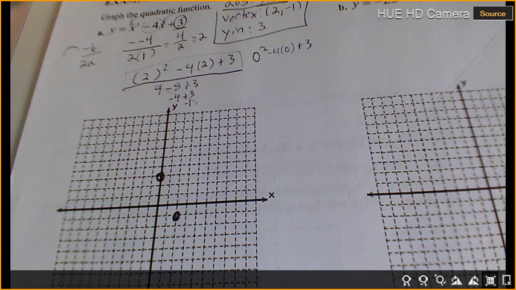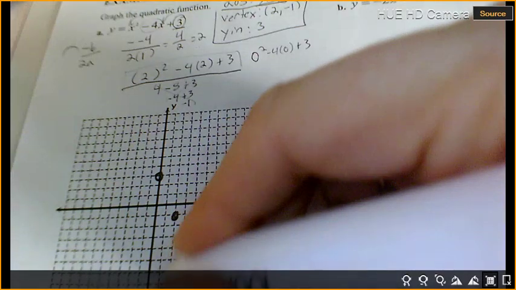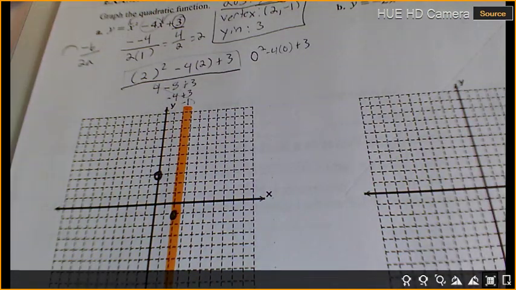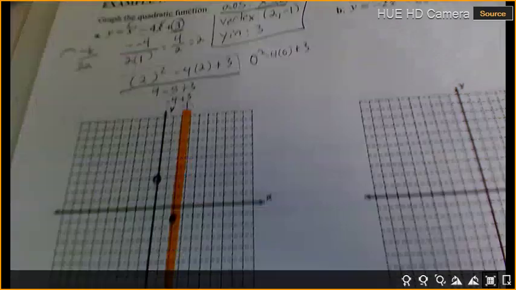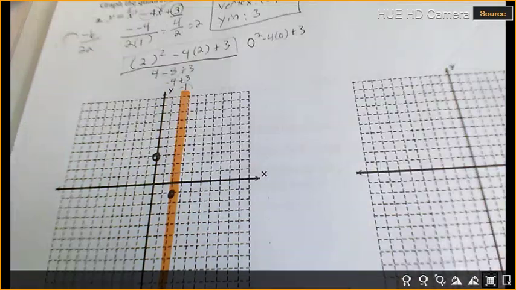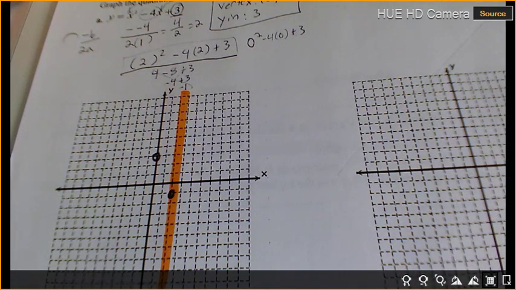Okay, I need it to make that U shape, correct? So this is my axis of symmetry. If I folded it along that orange line, my axis of symmetry is x equals 2. If I fold along that orange line, it has to be the same on either side.